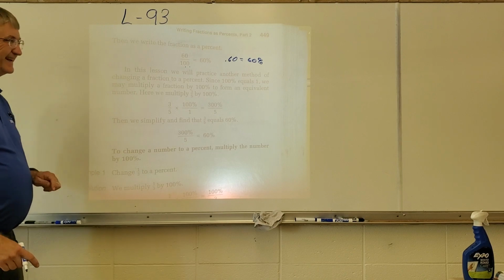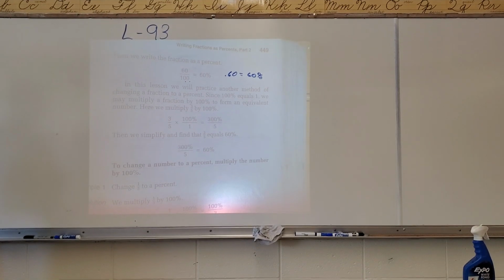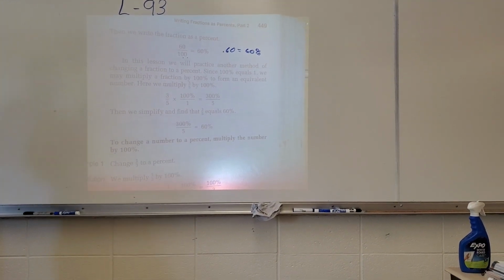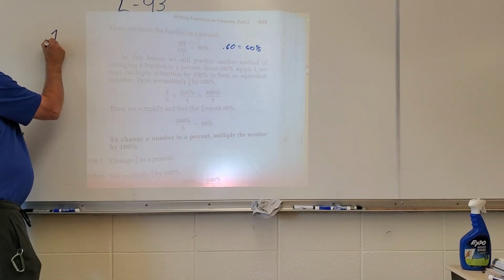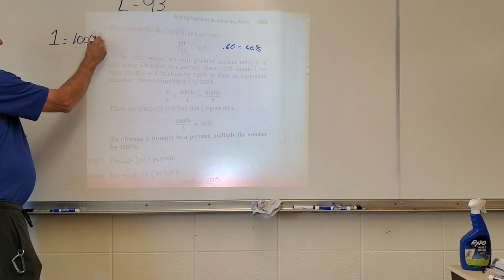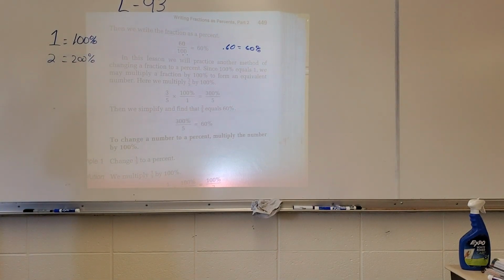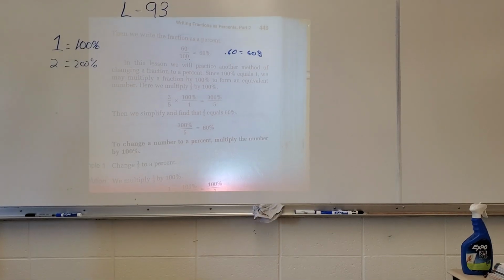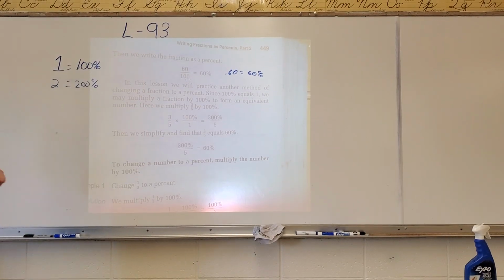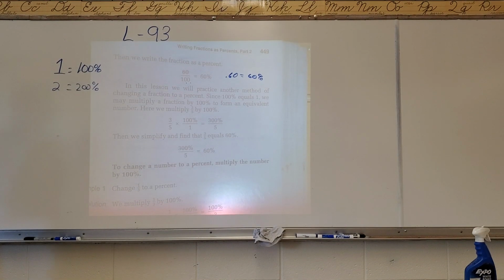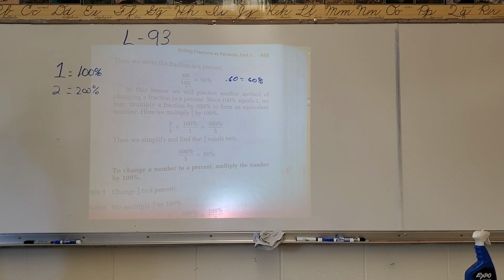You can still do it from there, but this is kind of what I've trained you to do, getting two decimal places for your percent. In this lesson, we'll practice another method of changing a fraction to percent. Since 100% equals one whole, the whole number 1 equals 100%. And what I did before, I said if I have two wholes, 200%, and so forth. You can see the patterns developing. Since 100% equals 1, we may multiply a fraction by 100% to form an equivalent number. Here we multiply 3/5 by 100%.